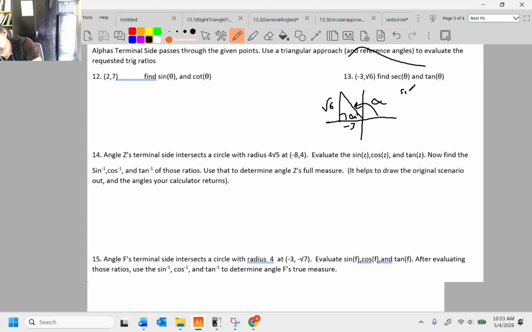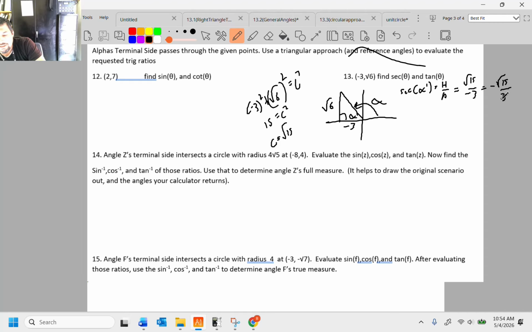So anywho, the secant of alpha prime would be the hypotenuse, which isn't given, over the adjacent side, which is -3. We're going to have to figure out the hypotenuse. We're going to do -3 squared plus root 6 squared equals c squared. That's going to give me 9 plus 6, which is 15, equals c squared. C is root 15. Now, negativity belongs to the numerator, so negative root 15 over 3. And then you've got the tangent of alpha. Tangent being opposite over adjacent, so negative root 6 over 3. Easy peasy lemon squeezy.